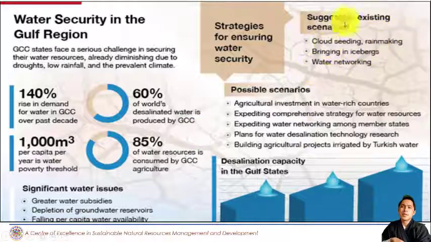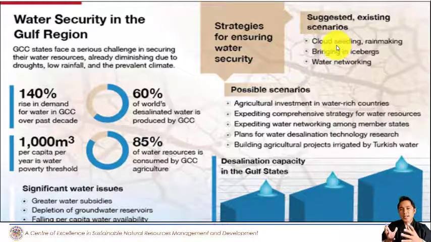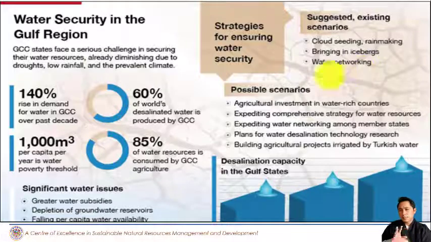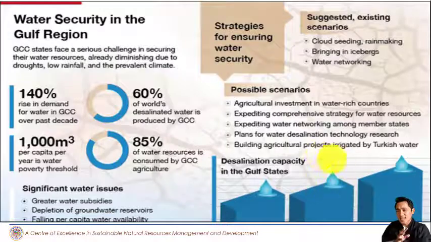Some of the strategies that they're using include cloud seeding. That means they are making their own artificial clouds that can make artificial rain, increasing the supply of water resources. Bringing in icebergs, again increasing water supplies. Water networking: they're establishing lots of water networks with other countries to bring in more water. I'll just mention other possible scenarios that they are thinking of to increase the water supply or for water demand management. One of them is obviously water desalinization.